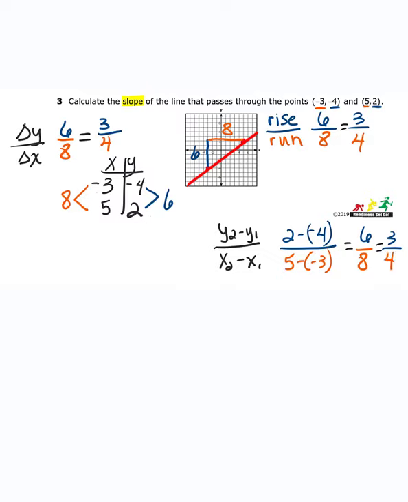So again, the 3 ways that we've used to find slope are number 1, make a table, number 2, draw rise over run, and number 3, use the slope formula.